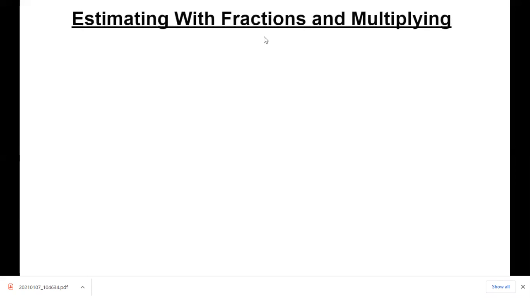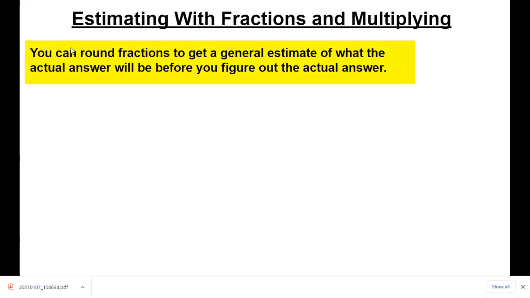Okay, welcome back. Hopefully you did those problems before you just kept playing the video. And let's continue. Now we're going to talk about estimating with fractions and multiplying. That title is correct. You can round fractions to get a general estimate of what the actual answer will be before you figure out the actual answer. This is helpful because then when you do find the actual answer, you can compare it to your estimate, and if it's way off, you know you've done something wrong.